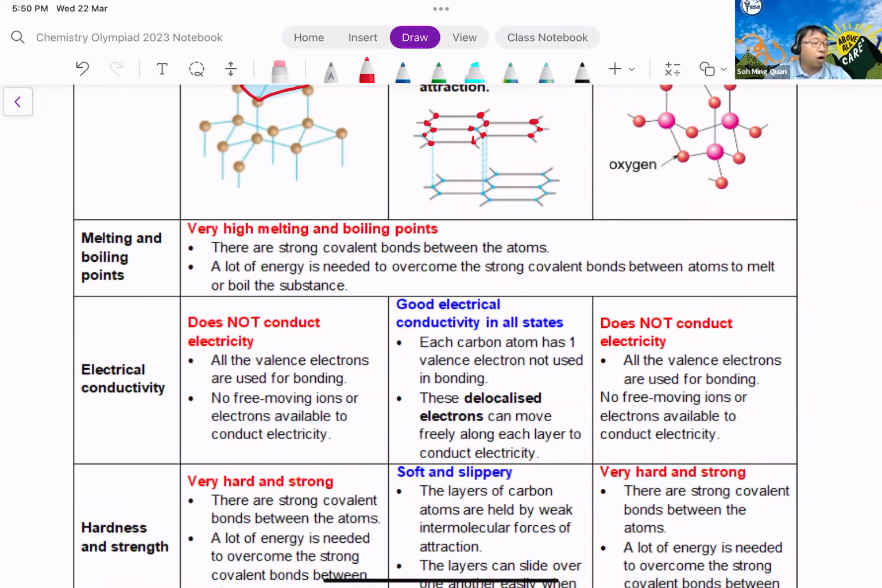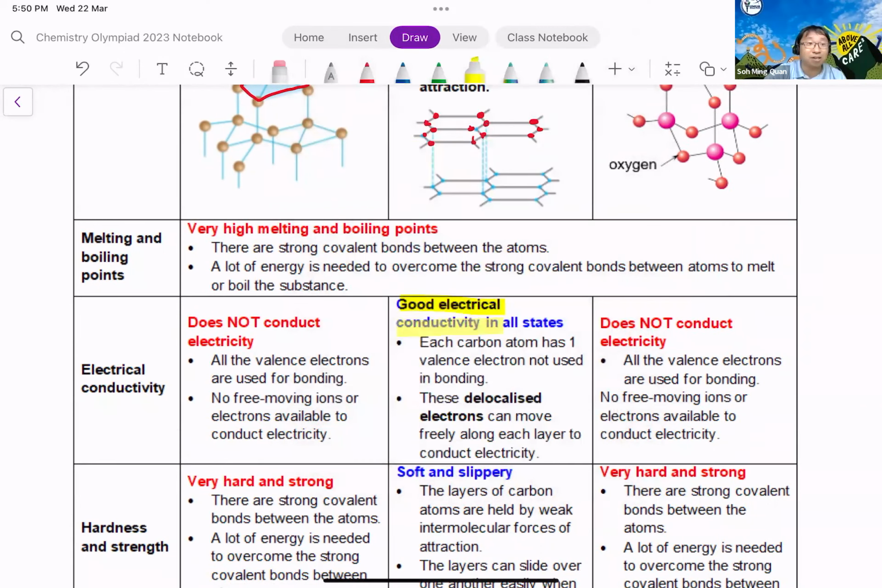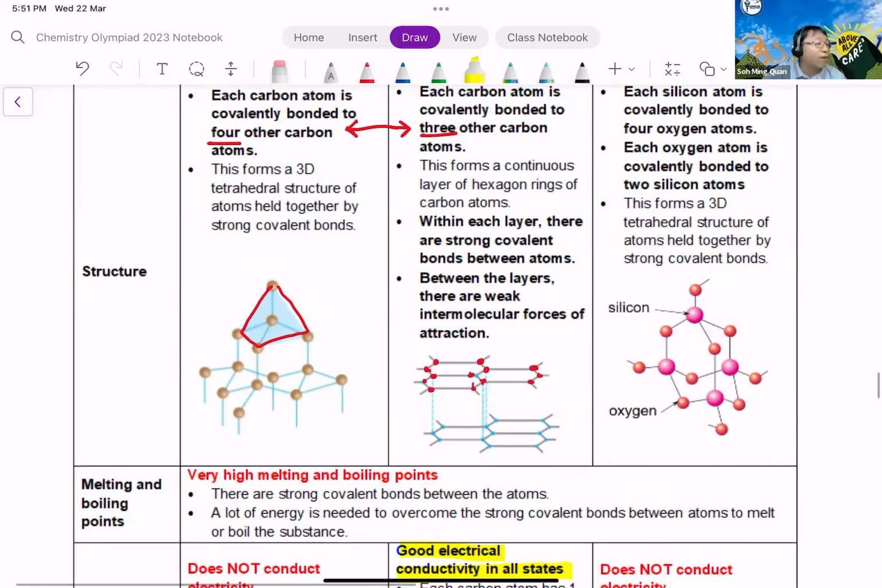Now, on the other hand, you can see graphite is beginning to look a bit strange. Graphite conducts electricity. Graphite is actually found in your pencil lead. Your pencil lead is made of graphite. And if you connect it to a battery and a light bulb, the light bulb will light up. Tells you that graphite is a good conductor of electricity. Why? This is linked back to the fact that each carbon atom in graphite is only bonded to 3 other carbon atoms. Not 4, 3.